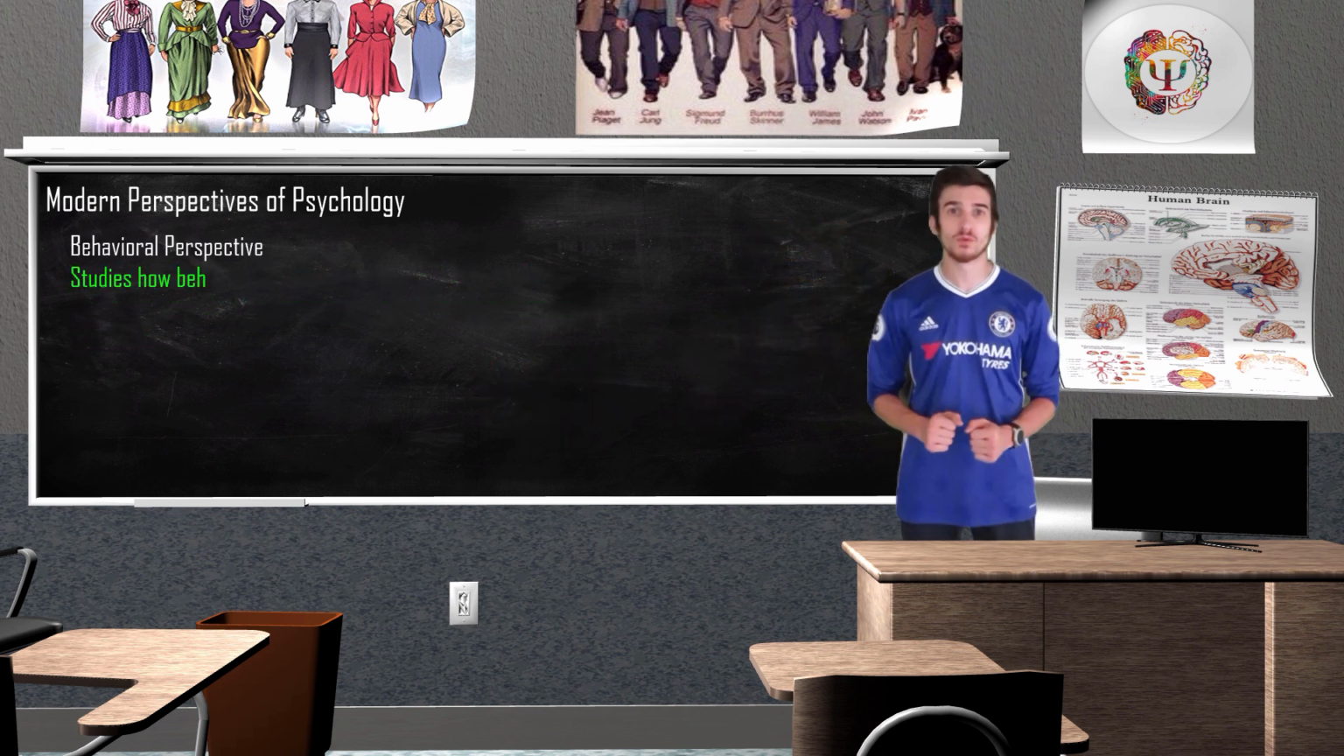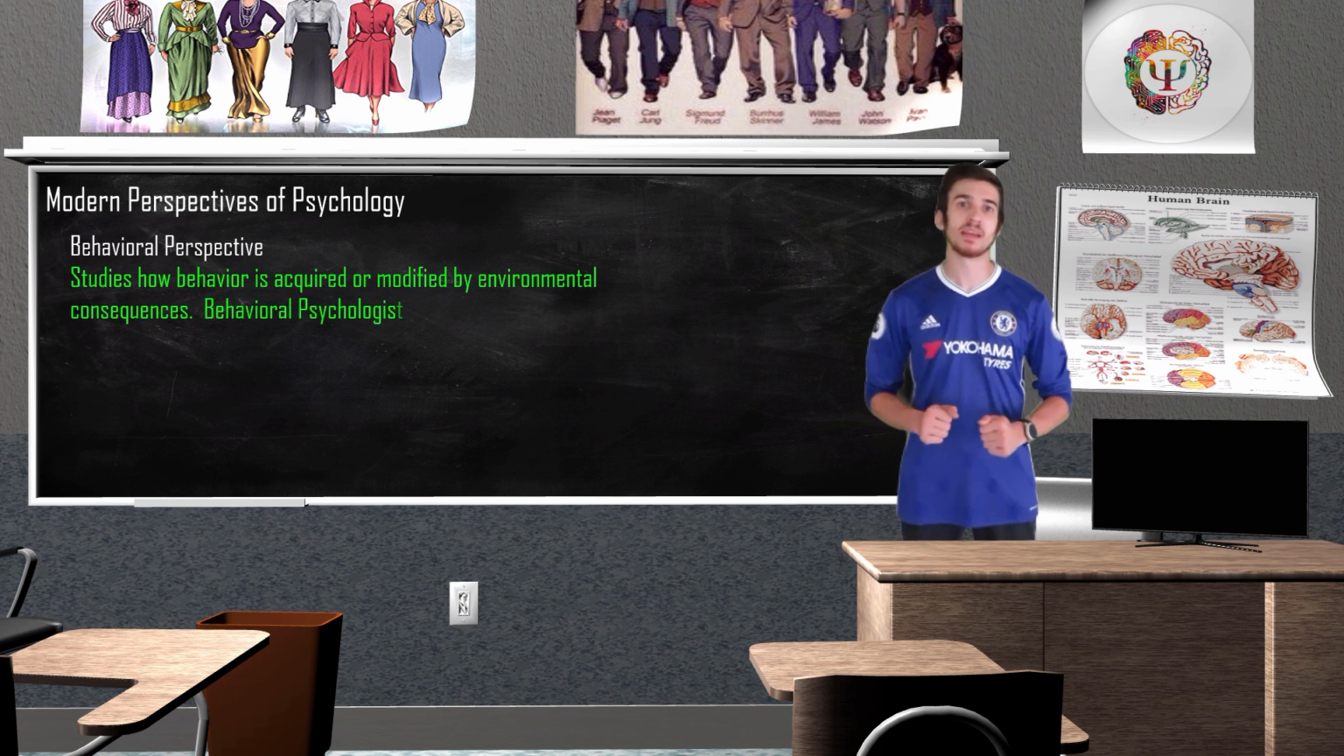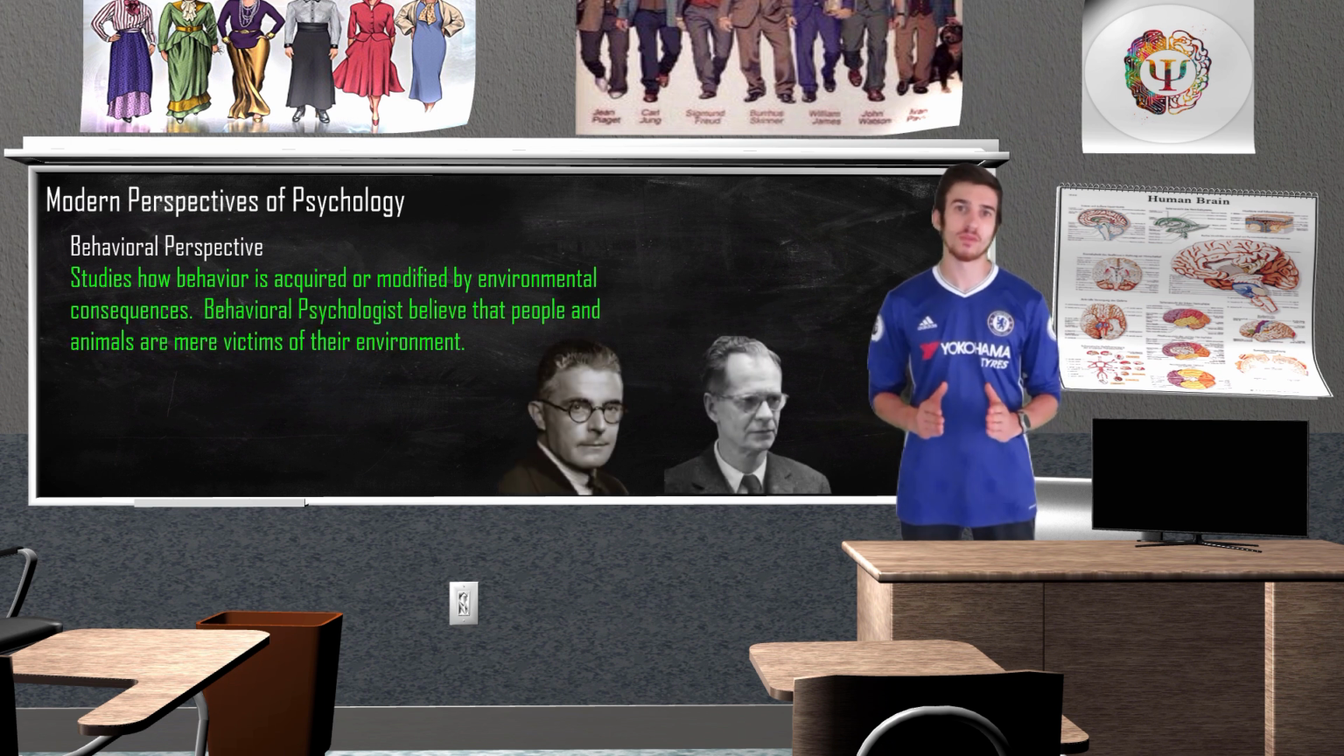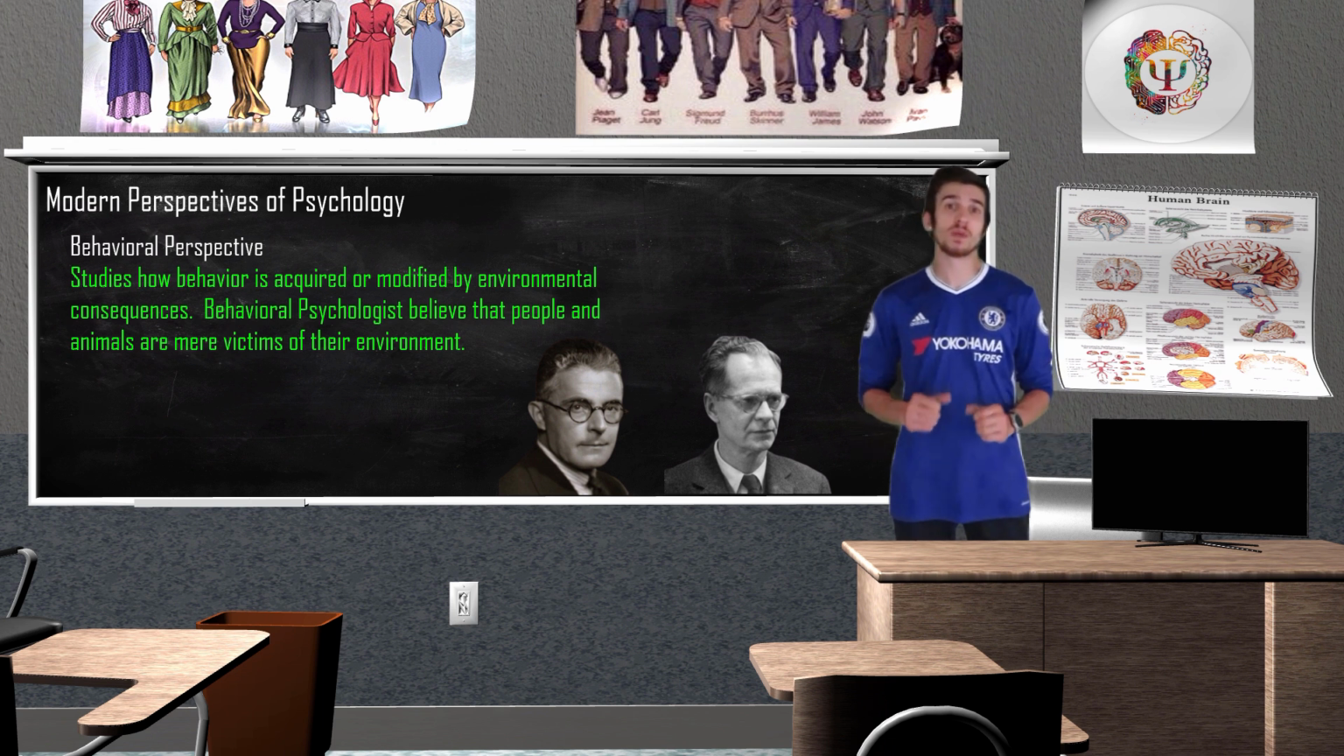From the works of individuals such as John B. Watson and B.F. Skinner, the behavioral school of psychology has survived over the years. A behavioral psychologist is going to study how behavior is acquired and maintained as a result of environmental consequences. Behavioral psychologists believe that we are a result of what we learn from our environment.